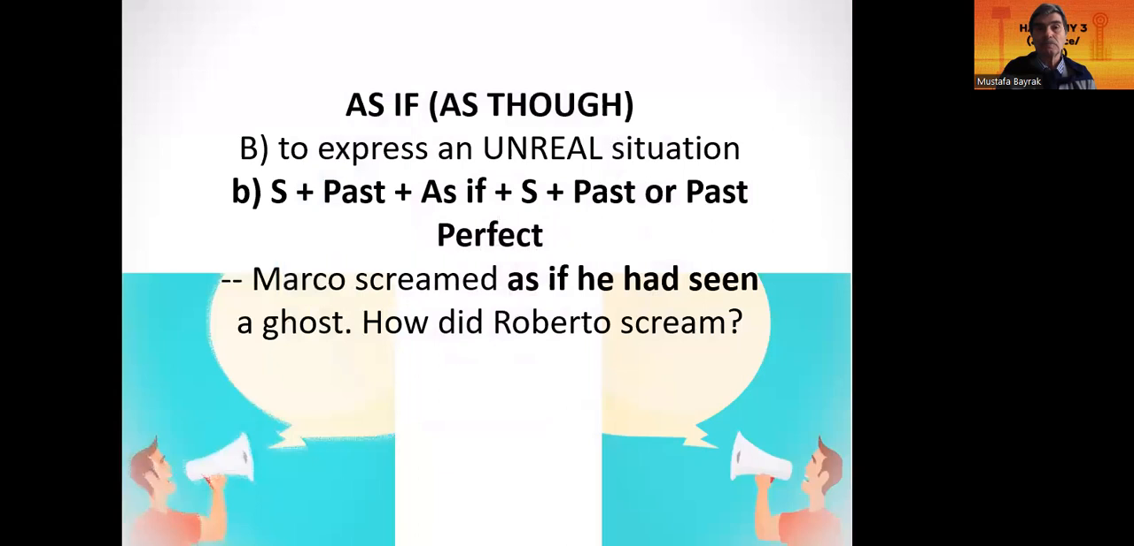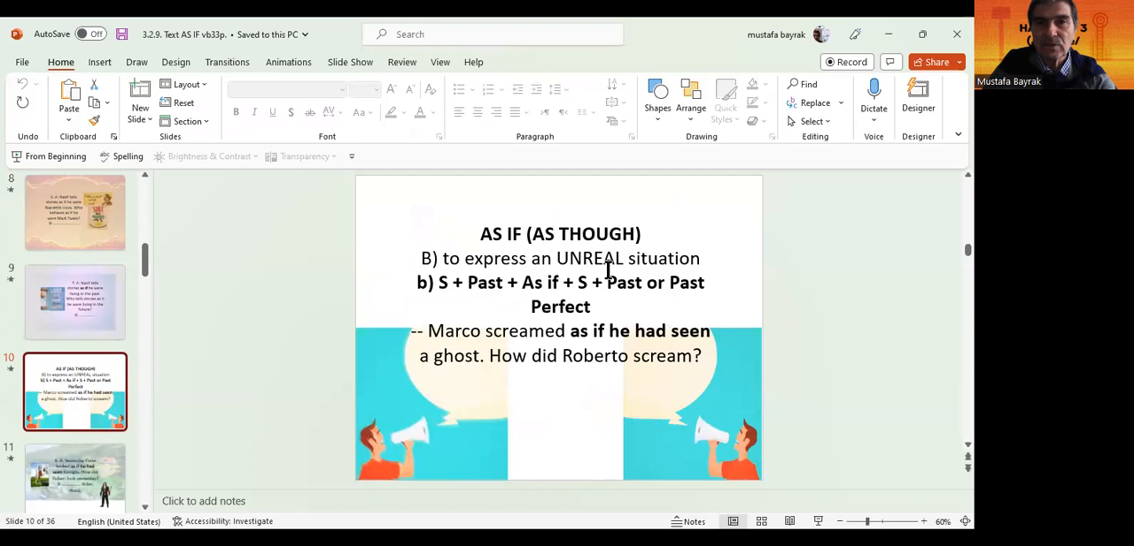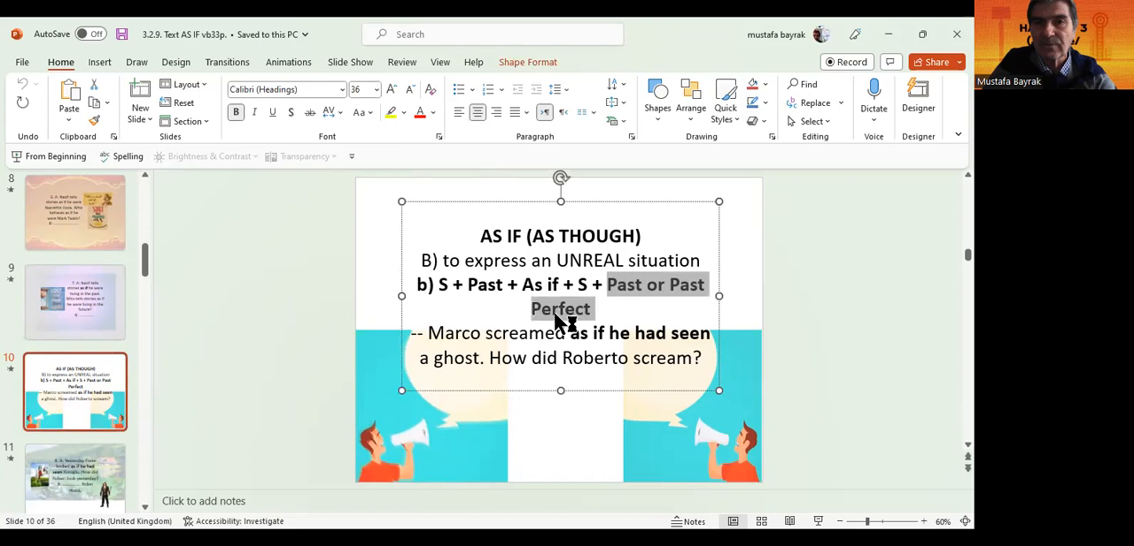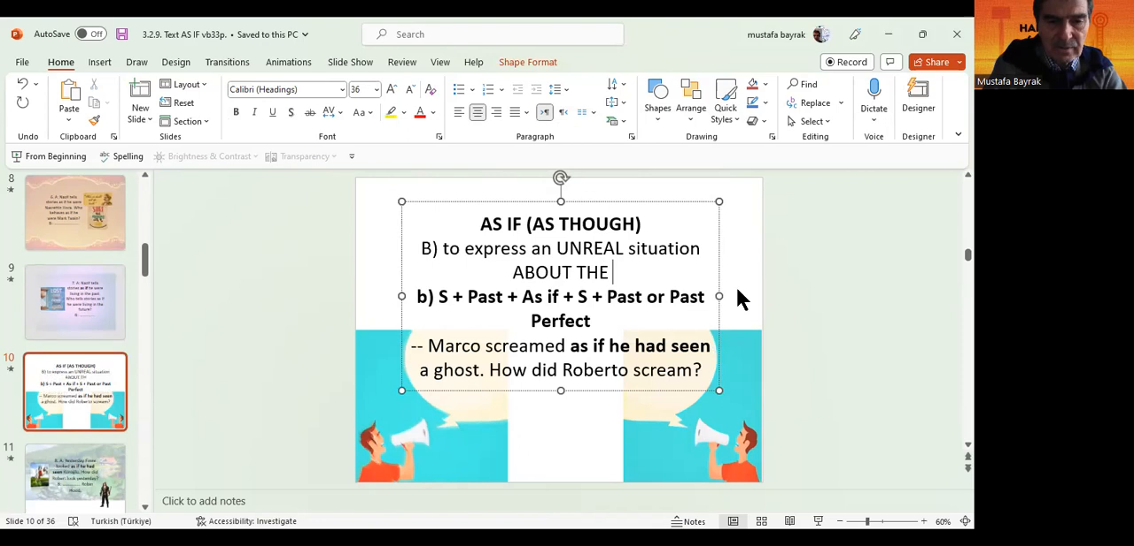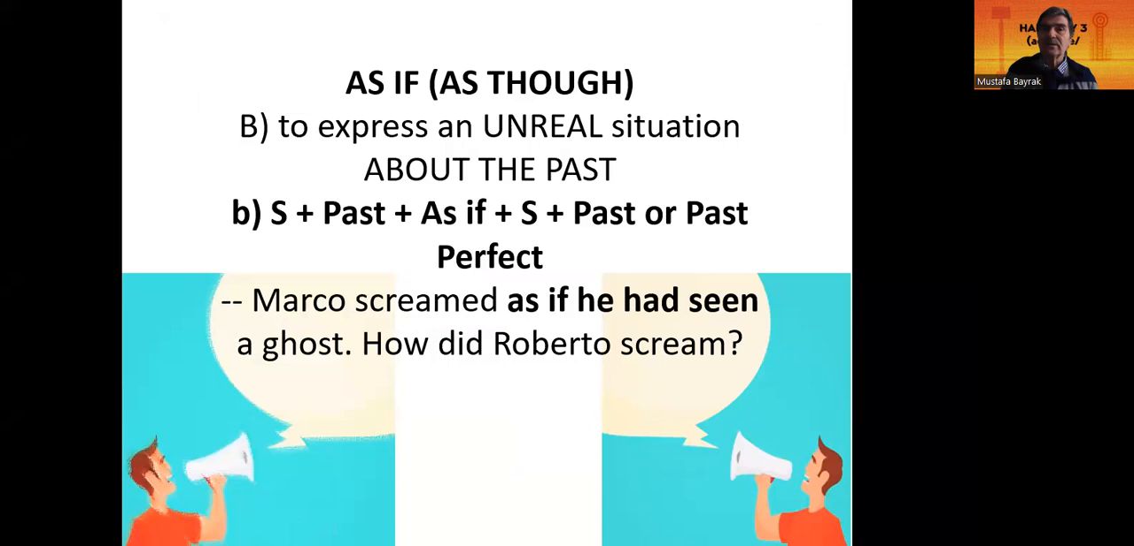Now, this is the sub B part of the main B part: to express unreal situations about the past, with past or past perfect. Just the situations about the past. With this structure again, now the main clause is in the past. So the as if clause is either in the simple past or past perfect tense.